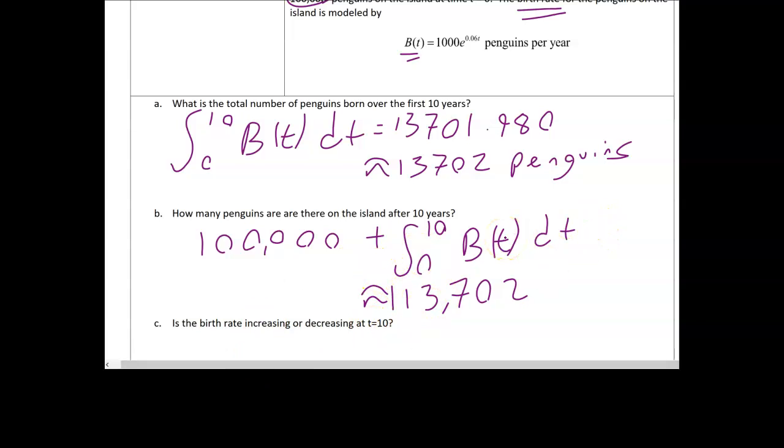Okay, so those are very common integral type problems that we'll see. Find a total change or find a value after a certain number of years, in this case. So we take the initial condition and we add the total change.